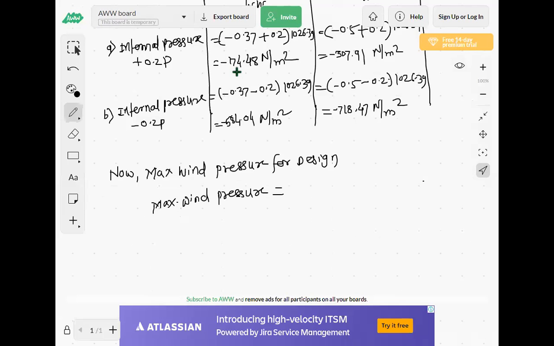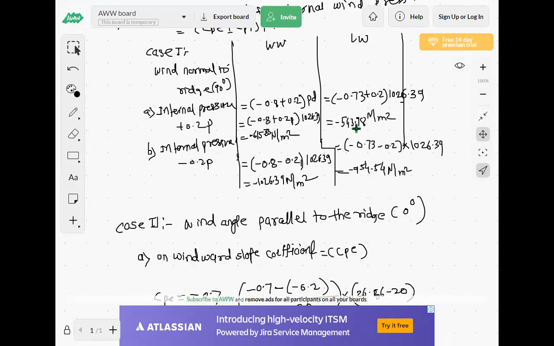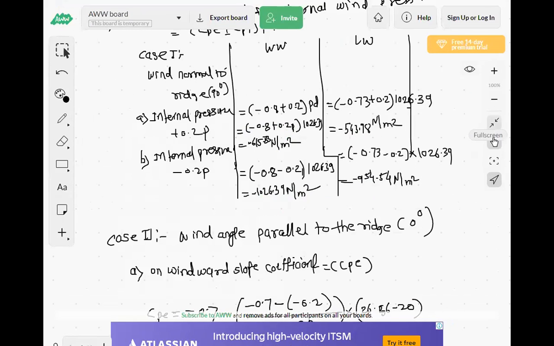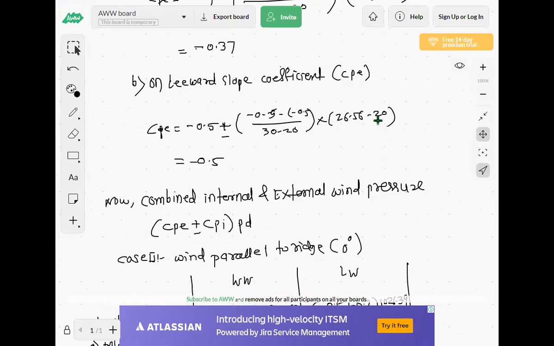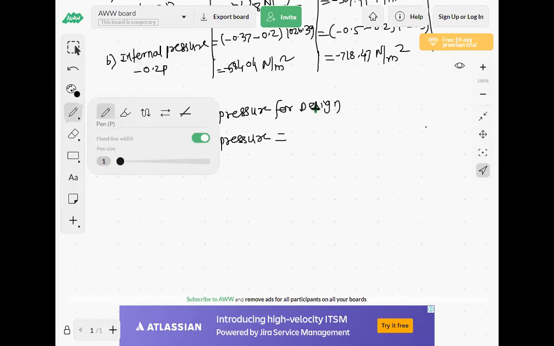So here 4, 174, 307, 718, 584. Now in last here, 615, 543, 1026 and 954. So मला वाटतं की हा 1026 is the maximum value, correct? 1026 is the maximum value. Okay, so now this is our maximum wind pressure coming on the roof truss.